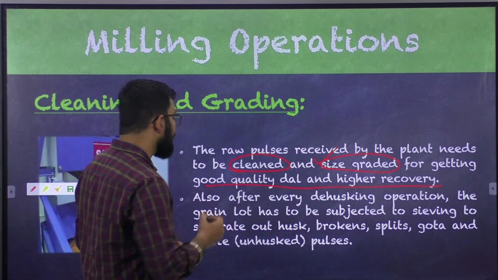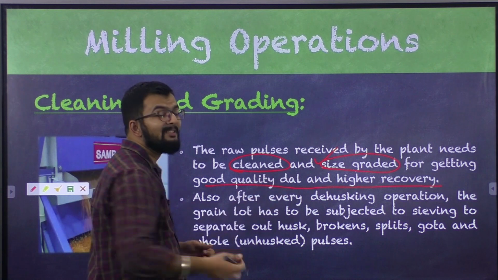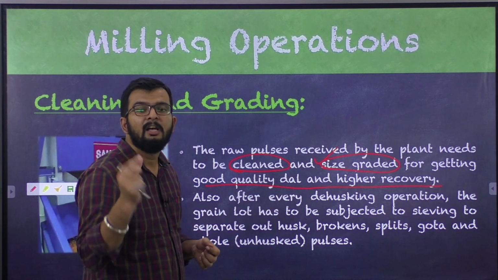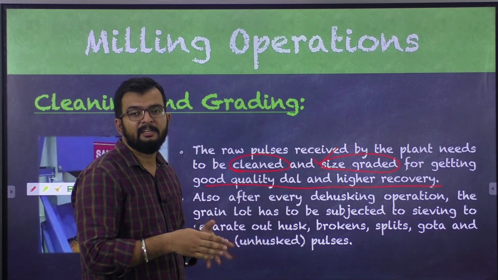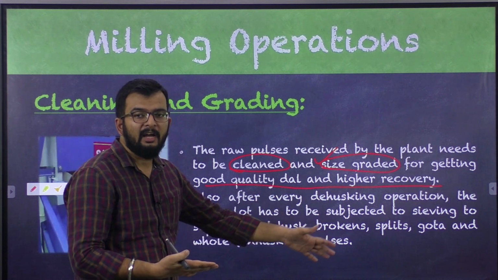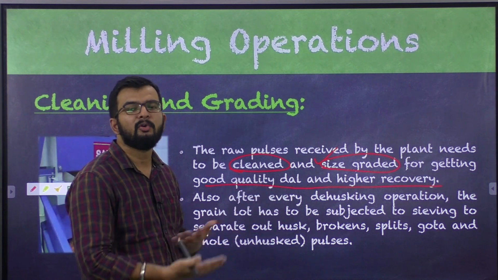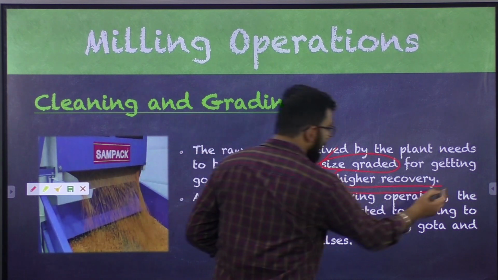So to get a good quality dal and higher recovery, okay, higher recovery in the sense, suppose you are putting a higher size pulse grain into lesser clearance, it will get broken, right? So we can separate out the larger grain from the smaller grain and then we can adjust the clearance based on that in order to get a higher recovery, okay.